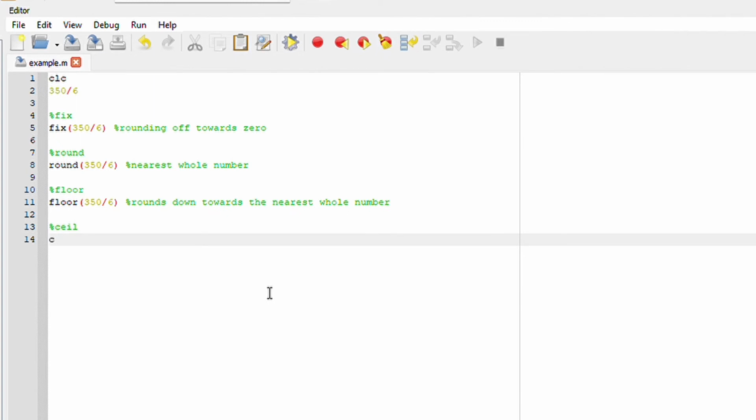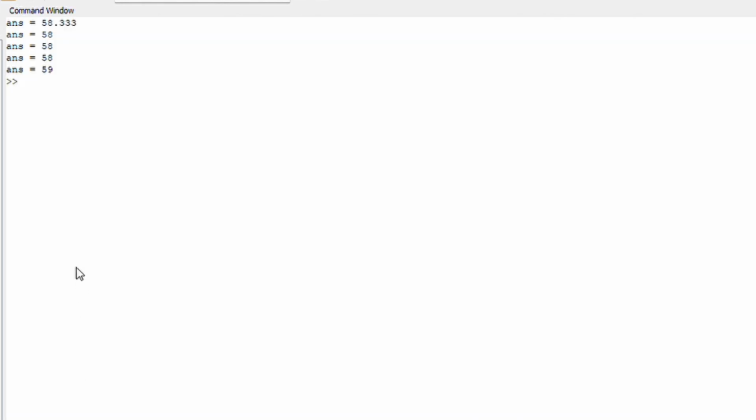Another option we have is ceil. And what ceil, please don't mind my pronunciation, basically does is that it'll round up to the nearest whole number. If I run my file, I should get 59.